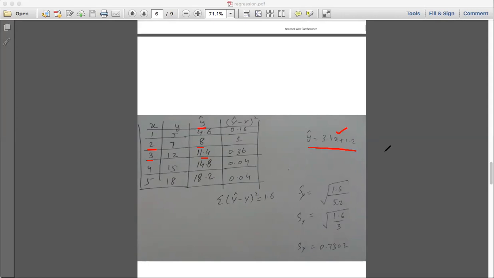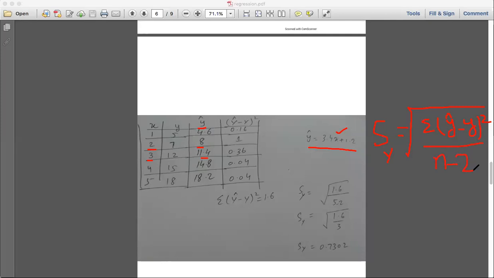So keep it in your mind, the formula to find the standard error of regression line y in terms of x. You should know its formula. What we need to find, the formula is sy is equal to square root summation y hat minus y square divided by n minus 2.